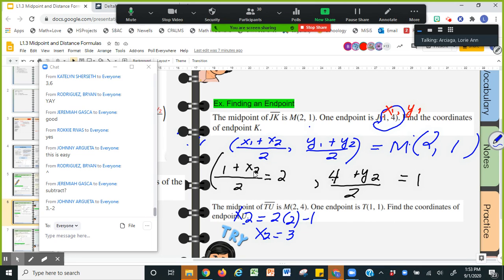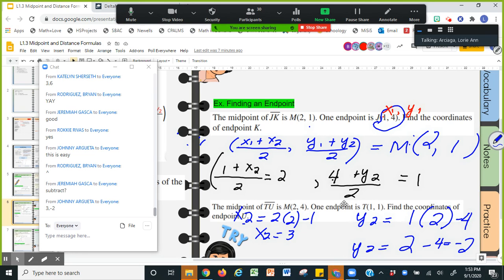And then now do the same thing to the other part. You'll get y2 equals, you have a 1 on the right, you cross multiply the 2 from the bottom, and then you subtract the 4. And see how Johnny got negative 2? So y2 is equal to 2 minus 4, which is negative 2. Okay, and those are the answers that we're looking for.